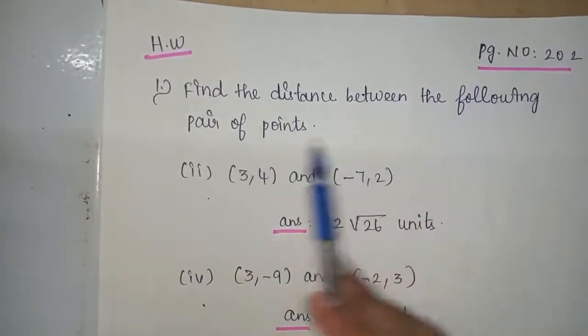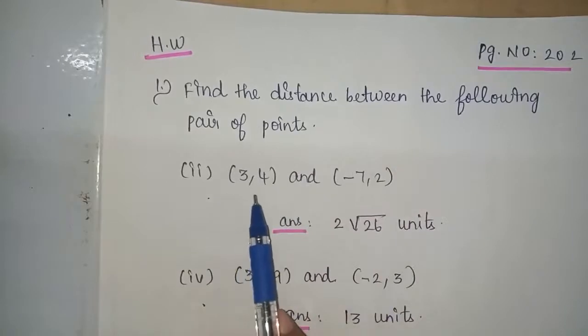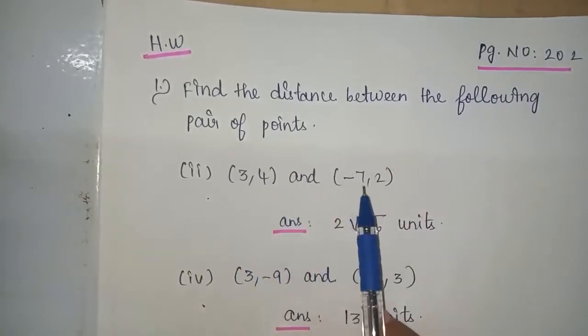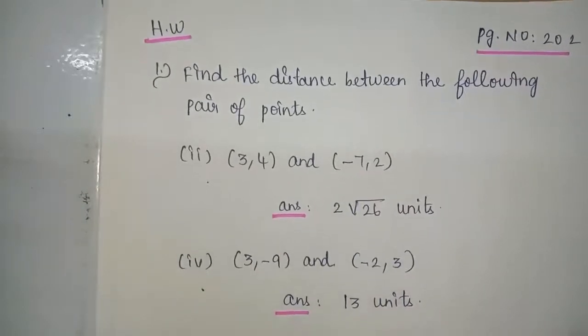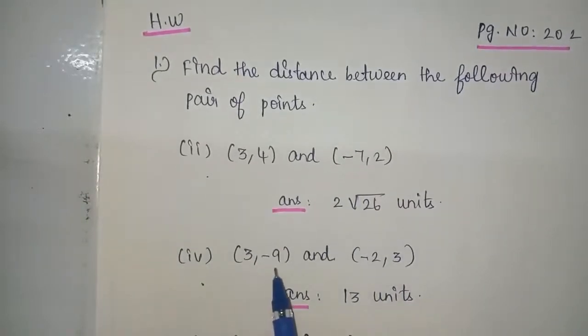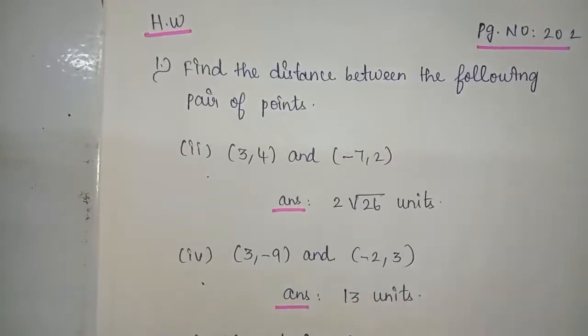Find the distance between the following pair of points. Second subdivision: 3, 4 and minus 7, 2. The answer is 2 root 26 units. And the fourth subdivision is 3, minus 9 and minus 2, 3. The answer is 13 units.